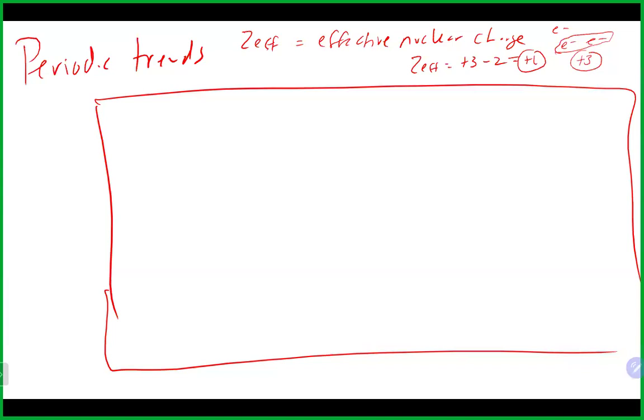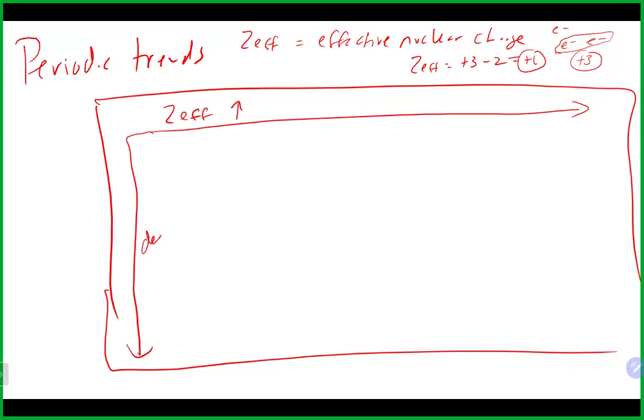And that attraction is much weaker than for those core electrons. That's why that valence electron can be removed more easily, because it's not being held as tightly, because of that active shielding. In terms of the periodic table, Z effective increases as you go up and to the right on the periodic table, and decreases as you go down.